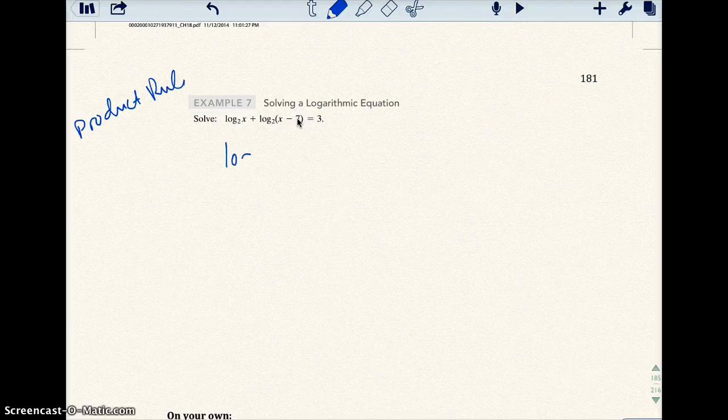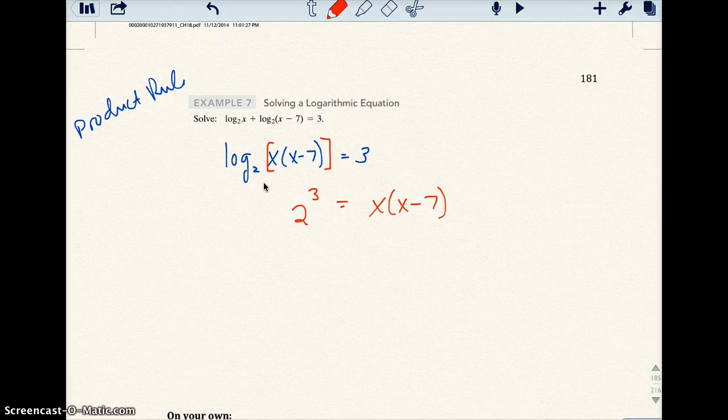This is log base 2, and this is actually a sum of 2 logs with the same base. Same thing as log base 2 of x times x minus 7 equals 3. You don't have to have these brackets here, but this entire product, we can put these two into the product and keep the same base. So now we have one single logarithm. So now we can just say 2 to the 3rd power equals x times x minus 7. So 8 equals x squared minus 7x.